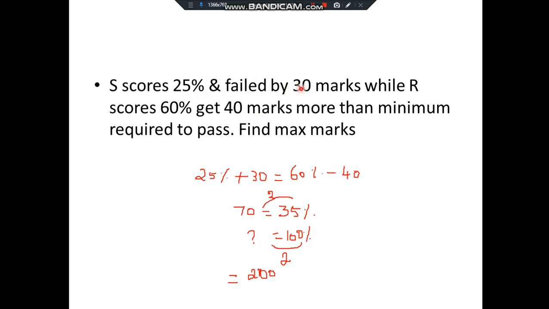So 25% plus 30, okay, which is equal to R scores 60%, gets 40 marks more than the minimum required to pass. So he gets 40 marks more than required to pass. So 60% minus 40. Okay, equate on both sides. Now you will get 35% is equal to 70. Okay, now we have to find maximum marks, which is 100%, which is equal to question mark. Okay, you can cross multiply and find the answer.